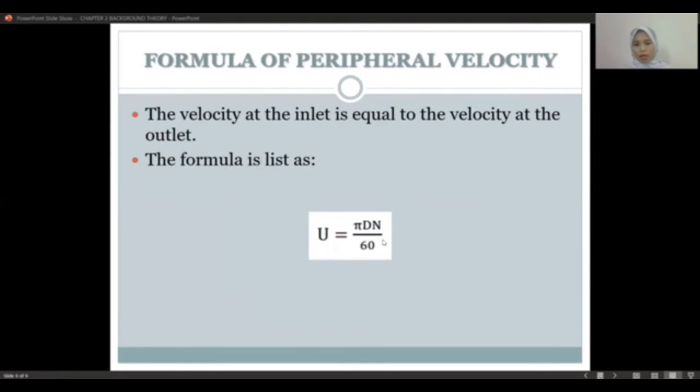For the formula of peripheral velocity, the velocity at the inlet is equal to the velocity at the outlet. So the formula is listed as U equals pi multiplied by D and multiplied by N, divided by 60.